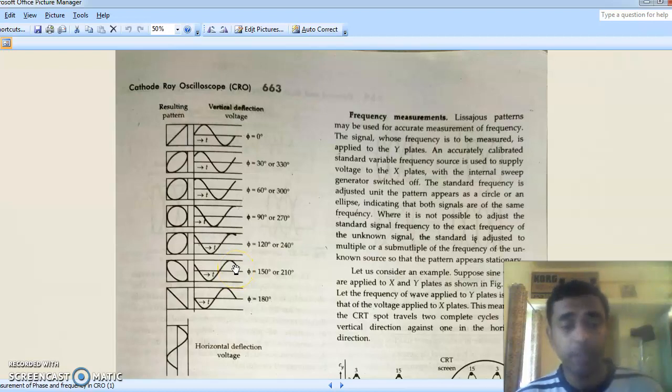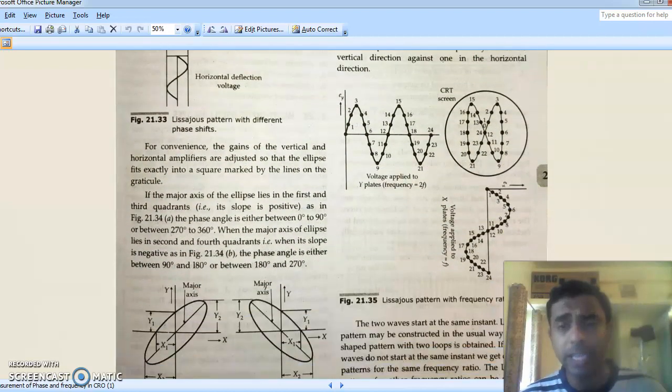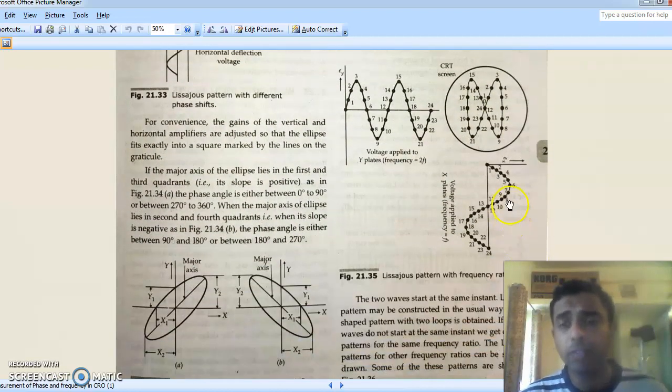We have seen an equation for how we calculate the phase shift. Now the next thing is, how do you measure frequency with the Lissajous pattern? It's very easy. Suppose this is the signal we apply across the x plates, and this is the signal we apply across the y plates. You can see that the signal we apply across the y plates has twice the frequency of the signal that we apply across the x plates.